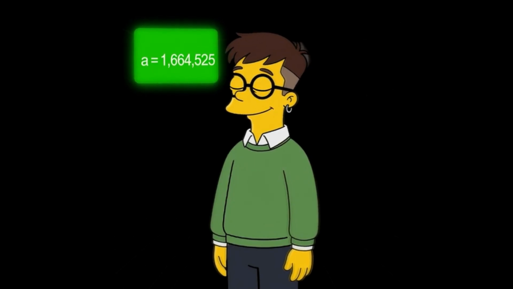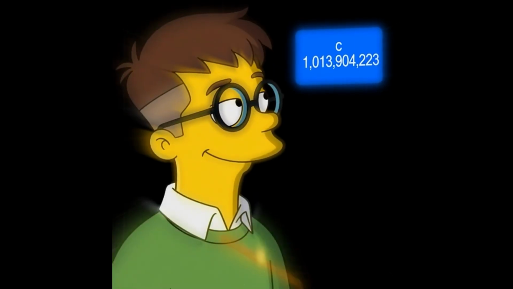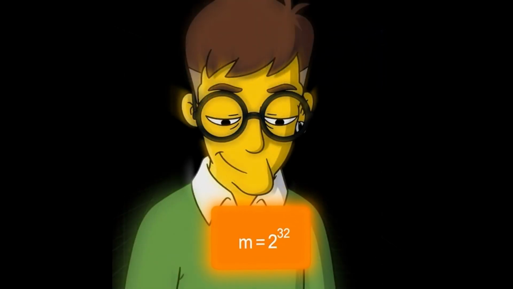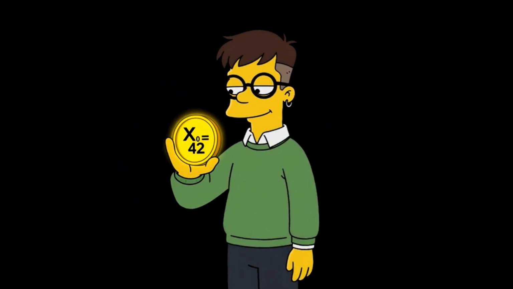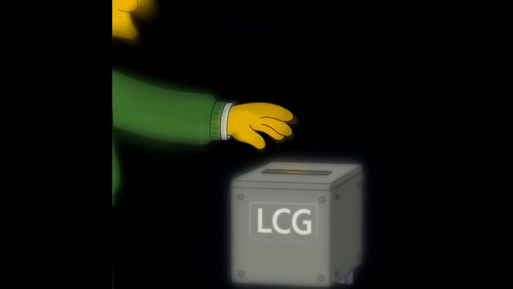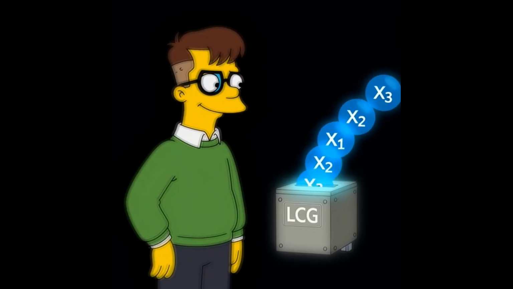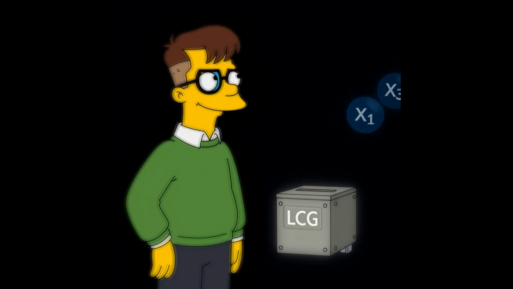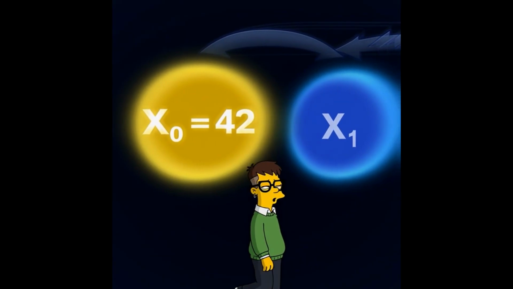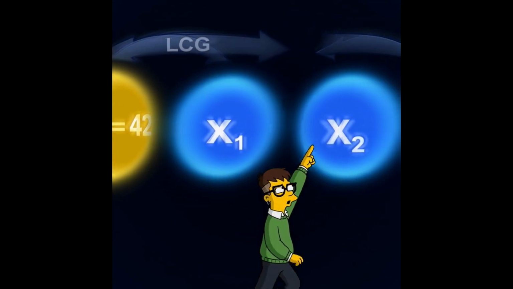1,664,525, the multiplier. c equals 1,013,904,223, the increment. And m equals 2 to the power 32, the modulus, which defines the space of all possible values. Starting from a seed x sub 0, an integer we choose, the generator produces a deterministic but statistically well-distributed sequence of integers.